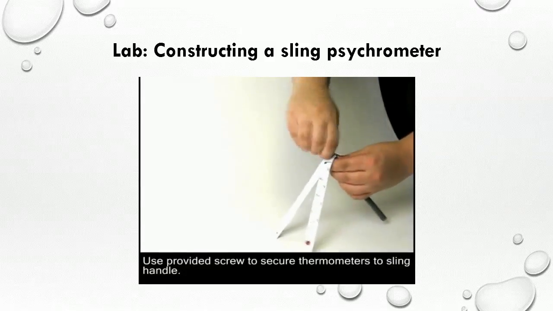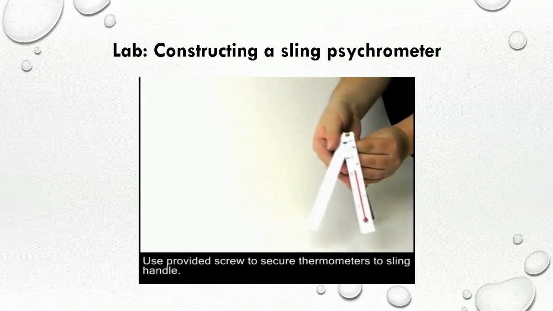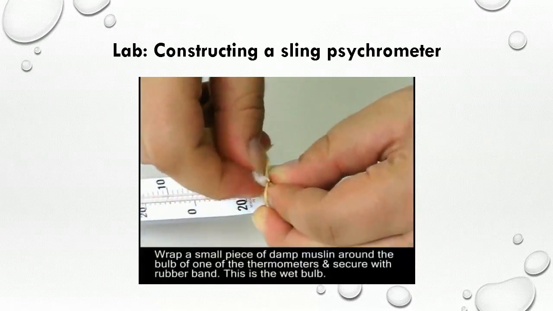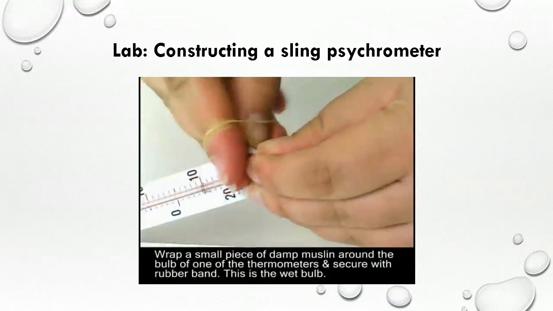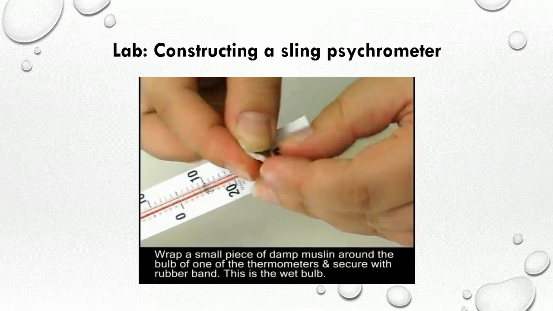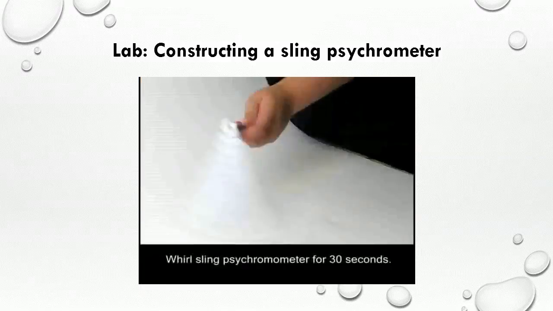A sling psychrometer is a device used for measuring dry and wet bulb temperatures concurrently, and can be constructed using two ordinary thermometers. Each group of students will need two thermometers, one to measure the dry bulb temperature and another to measure the wet bulb temperature.